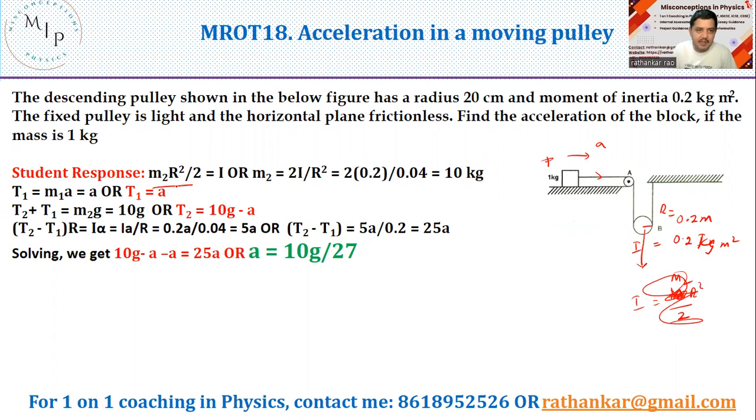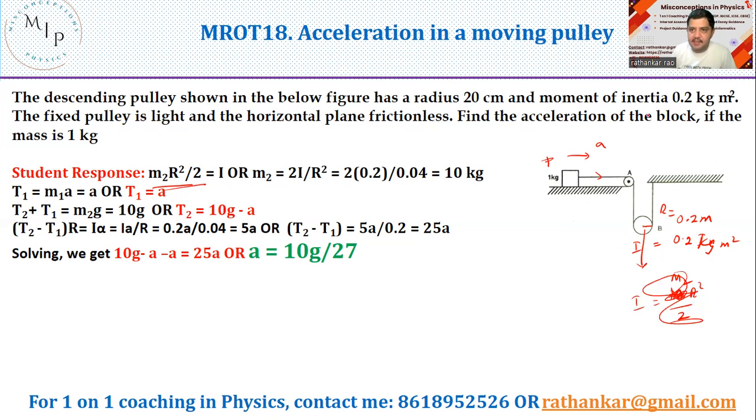So I is equal to M2 R square divided by 2, which is the moment of inertia of the pulley about the center. Why center? Because it is rotating around the center, with respect to the center of mass. So therefore I should take this. M2, I can now find from this expression, since I is known and R is known. M2 is equal to 2I by R square.